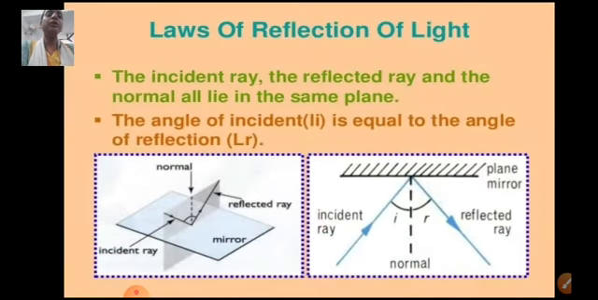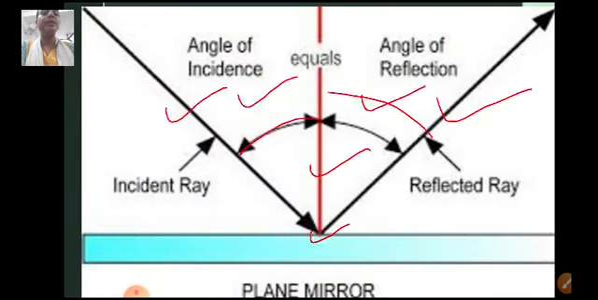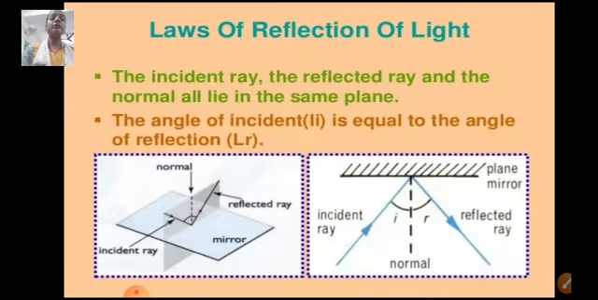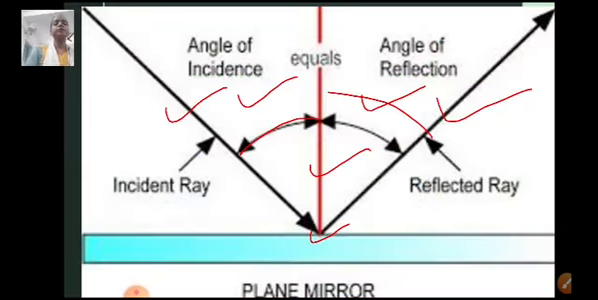Now we will be dealing with the laws of reflection. There are two laws of reflection. First one, the incident ray, the reflected ray and the normal all lie in the same plane. And the second law of reflection is that the angle of incidence is equal to the angle of reflection. So let us refer to this diagram once again to understand this.